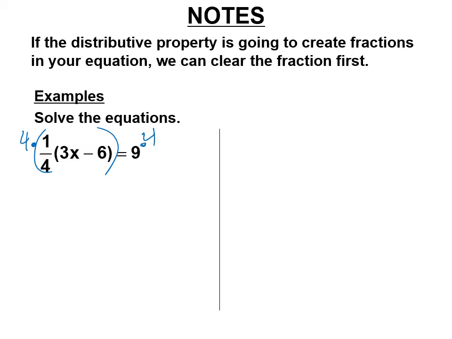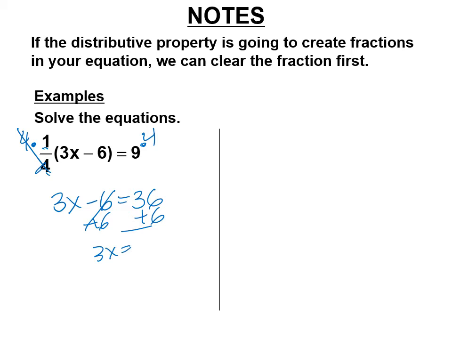And what happens there is that by just multiplying this 1/4 out there, you have done that. All right, you've canceled that 1/4, and now you just get 3x minus 6. And this side, you get 9 times 4, 36. Add 6 to both sides. 3x equals 42. Divide by 3. 3 goes into 42 14 times.